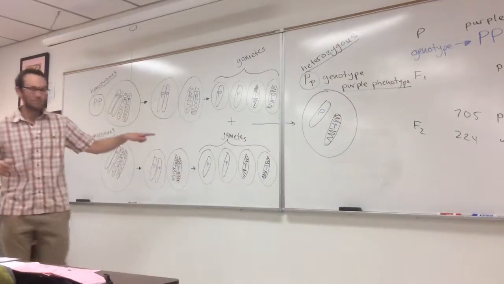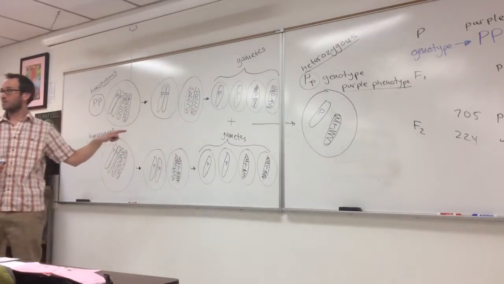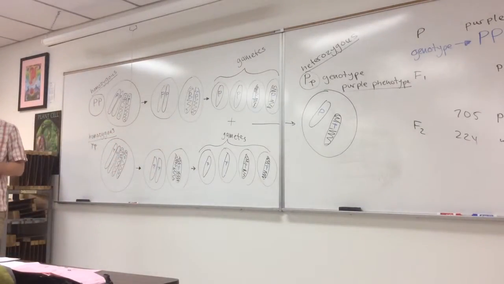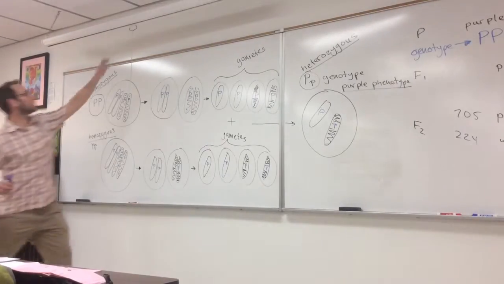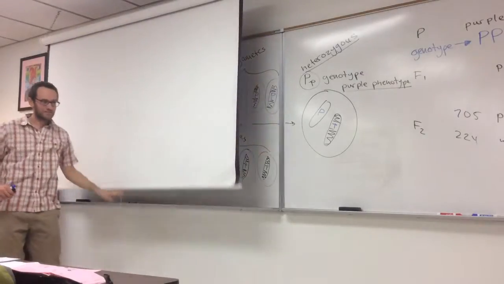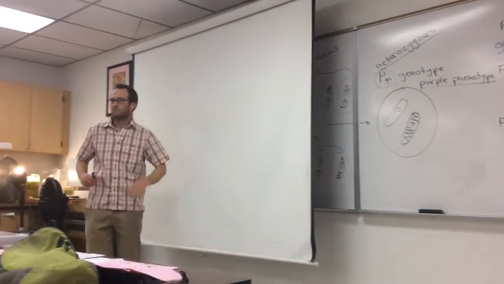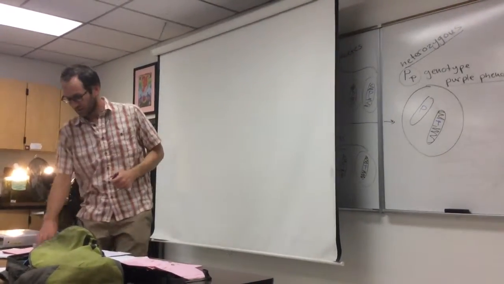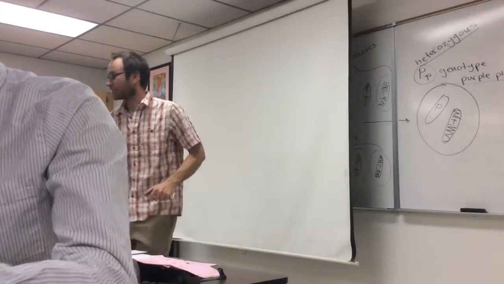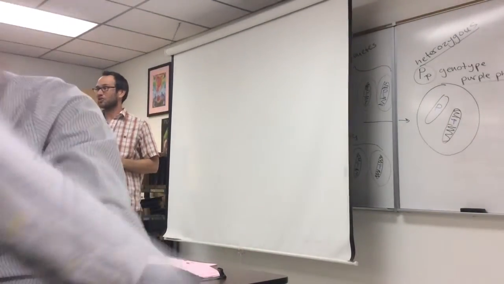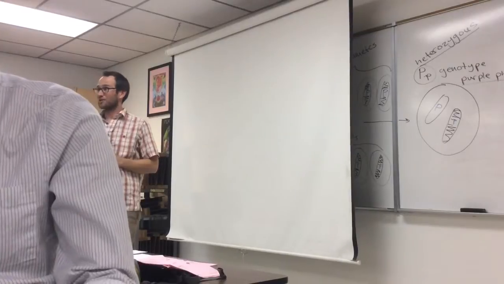So this is a pain in the butt to draw out, right? Wouldn't it suck if every time you wanted to figure out a cross, you had to draw out meiosis for them? It would be a pain, right? So we have a special tool that allows you to avoid that pain. And that special tool is called a Punnett square.